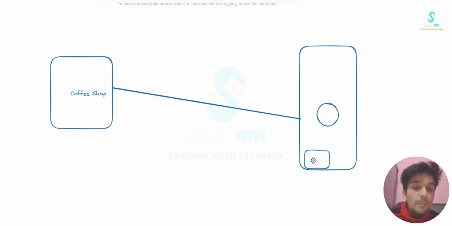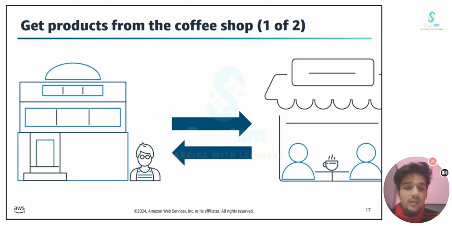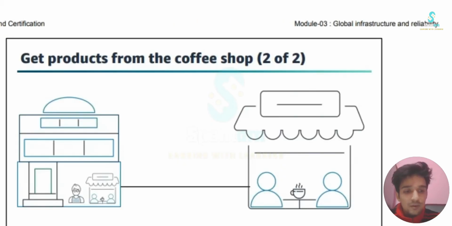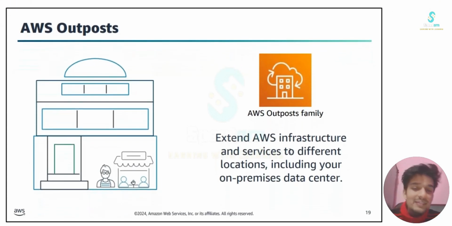So what you will do is put a coffee shop inside your office only. Whenever a person wants to have coffee, he can directly visit the coffee shop inside your office, right? This is how Outpost works. Outpost is nothing but putting an AWS service inside your office only. The definition is extending the AWS infrastructure and services to different locations, including your on-premises data center. So this is my office and I'm putting the coffee shop inside my office only. This is how the AWS Outpost family works.